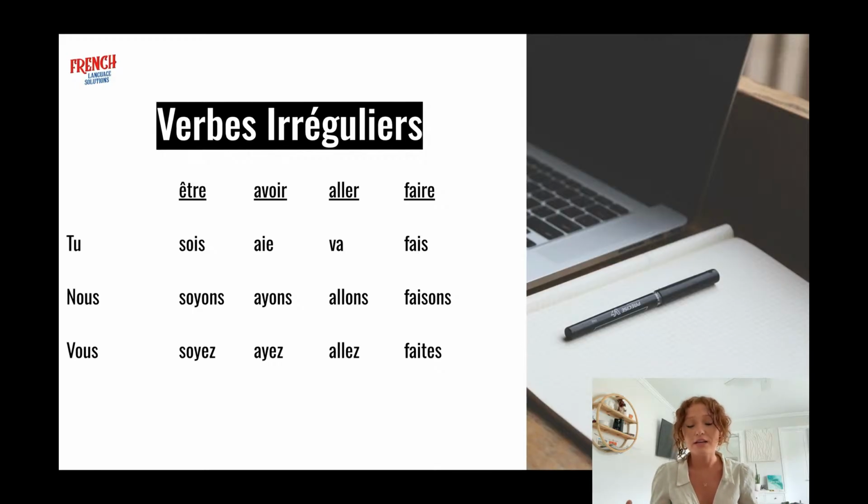Ensuite, aller. This one is pretty much okay. So you have aller, that means to go. Tu vas. You know that when it's the verb er, you remove the s and you remove the tu. So we go from tu vas with the tu and the s when it's present tense to va, no more tu, no more s when it's imperative. Allons, aller. Faire, fais. Faisons, faites. So the main ones are être et avoir that you need to know by heart.